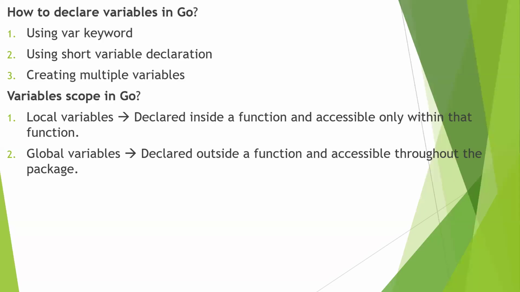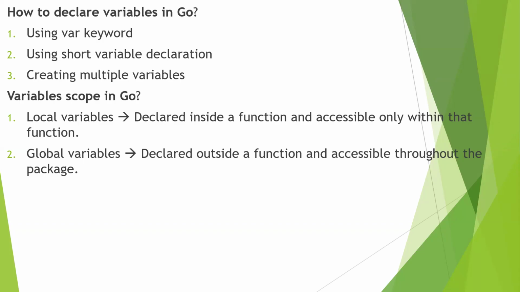And the last concept we have in this particular video is the types of variables or the scopes of variables in Golang. Like other programming languages, we have local variables as well as global variables. Global variables are declared outside the functions and are accessible throughout the program or package. But the local variables are declared inside the function and are only accessible within that function. And those variables do not have any scope outside the function.